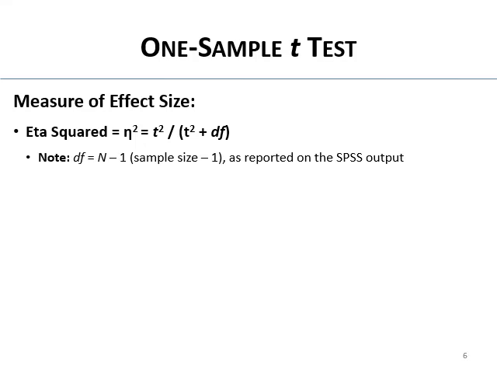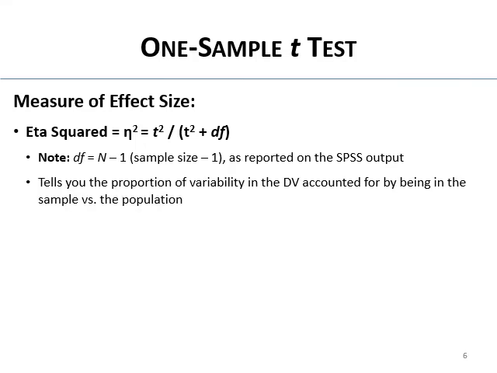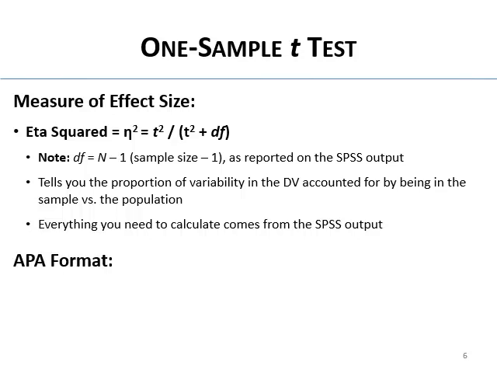So the measure of effect size for one sample t-test, remember this is your meaningfulness, is eta squared. You calculate it using stuff that comes from the formula t squared divided by the sum of t squared plus the degrees of freedom. The degrees of freedom is the sample size minus 1. It's on the output. What does it tell you? Well, it tells you the proportion of variability in the DV that's accounted for by being in the sample instead of being in the population, because the IV is a little weird here, right? What's the IV in a one sample t? Well, it's being in the sample, not the population. So it's a little weird here. Everything you need comes straight from the SPSS output.